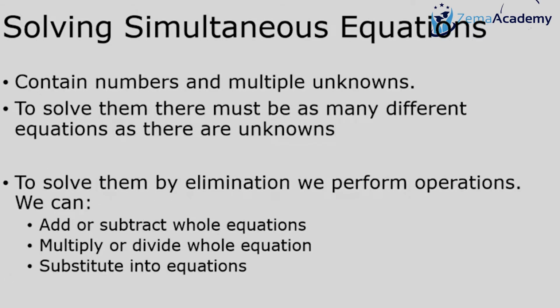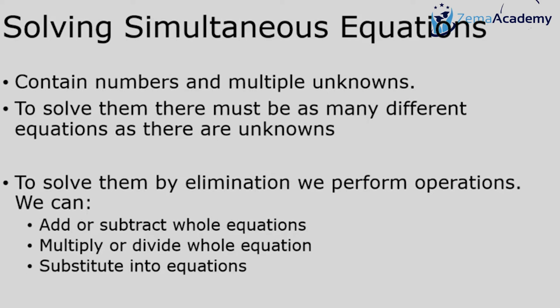But sometimes we're going to have more than one unknown. So how do we deal with those? Well, we're going to look at solving those issues with simultaneous equations. So simultaneous equations contain numbers and multiple unknowns. But to solve them, we need as many different equations as there are different unknowns. So for example, if we have x and y unknowns, we need at least 2 different equations to solve those.